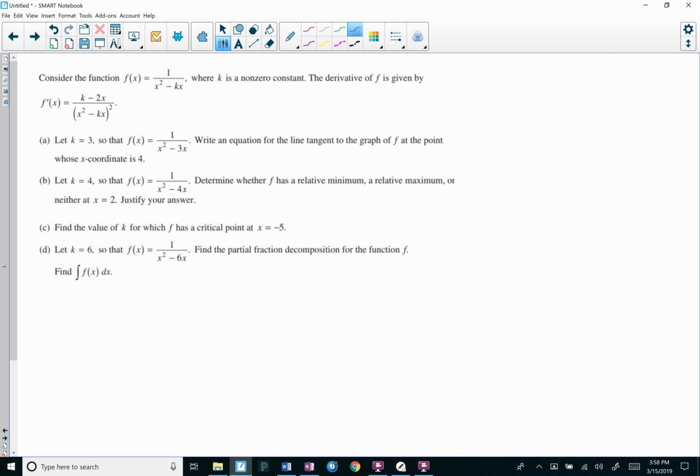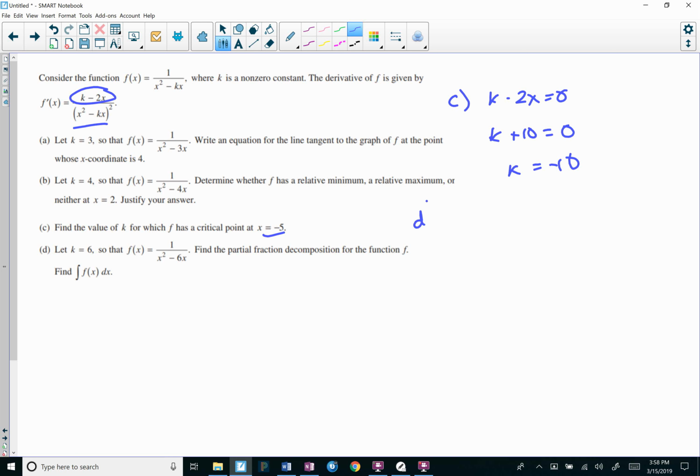Okay, part C. Find the value of k for which f has a critical point. Remember, critical points are where the derivative equals 0 or does not exist. So here's my derivative. Well, if the derivative equals 0, k minus 2x equals 0. Okay, and it's saying x is negative 5. So I have k, plug in negative 5, plus 10 equals 0. So k equals negative 10. All right, now you know the bottom's not going to be 0. We have a squared there. So we're not going to have a negative or anything. That's just 1 point. That's it.